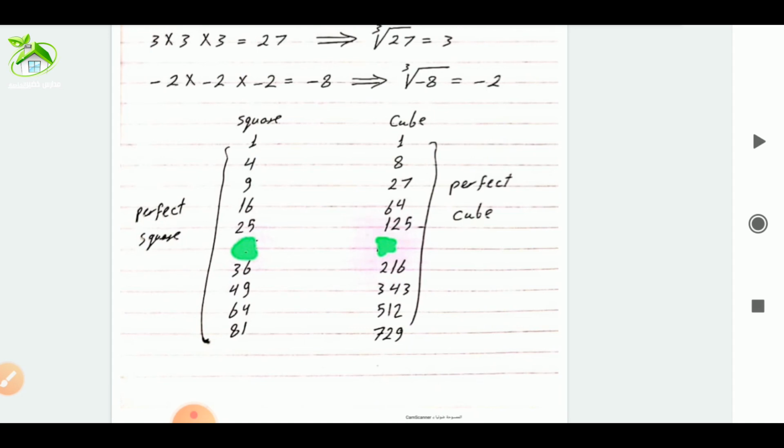Perfect squares are called that because we find a number which, when we multiply it by itself 2 times, gives us the number. Some numbers are cubes of other numbers. The cube of 1 is 1. The cube of 2 is 8. The cube of 3 is 27. The cube of 4 is 64. All of these numbers are called perfect cubes, because when we multiply a number by itself 3 times, we get this number.